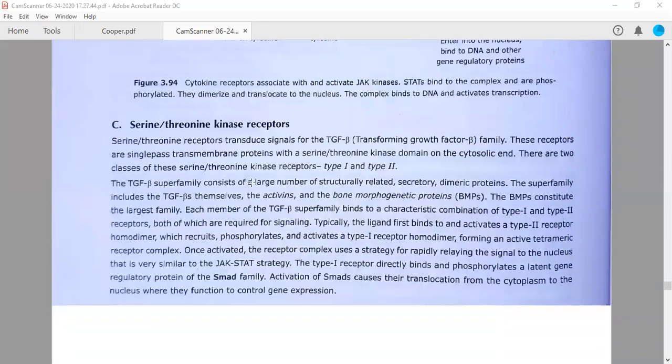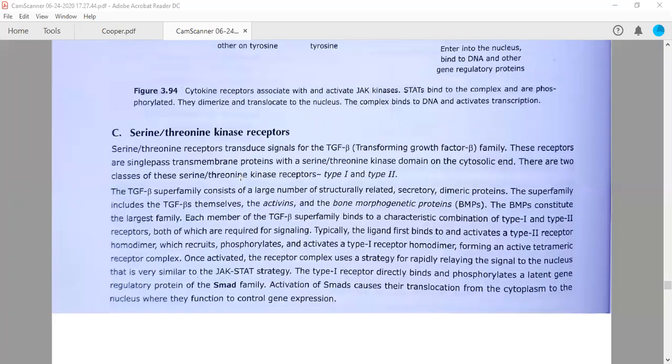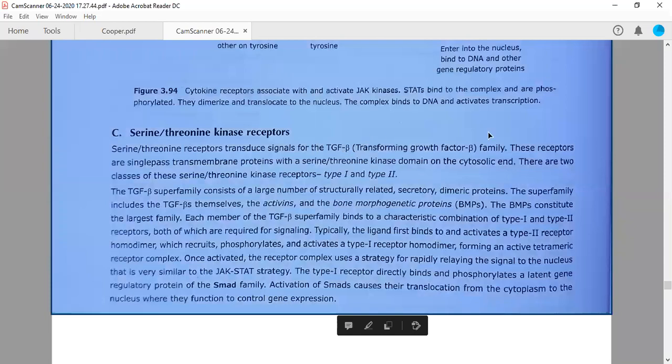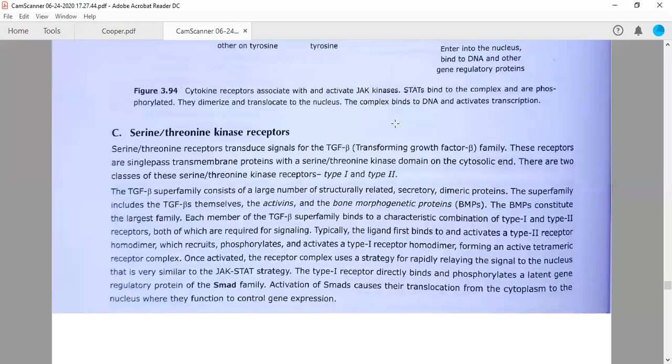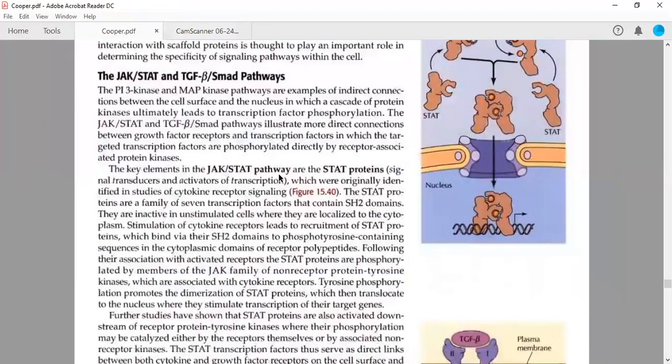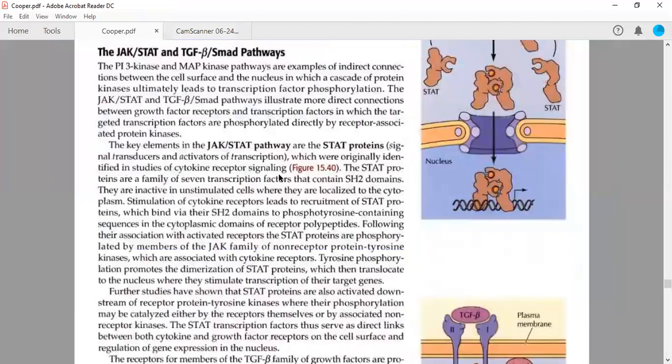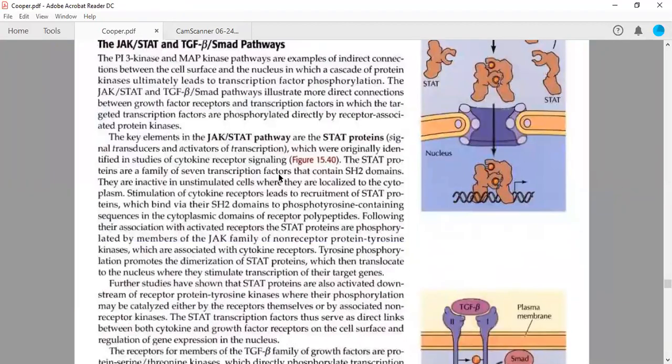Sorry. Actually, before starting another class of serine threonine kinase receptor, that is TGF beta, transforming growth factor beta, let me finish this portion from your Cooper also, so that we can note certain things which are present.